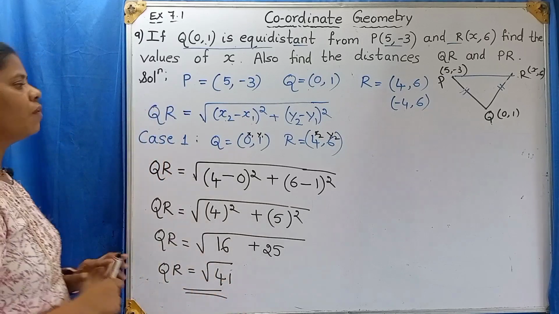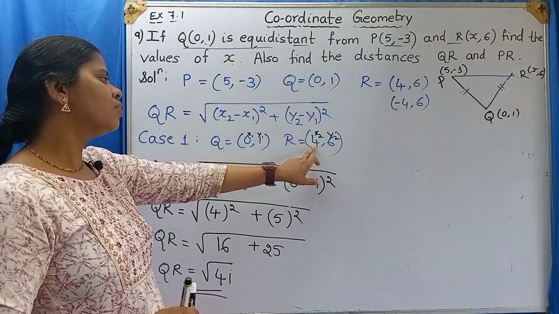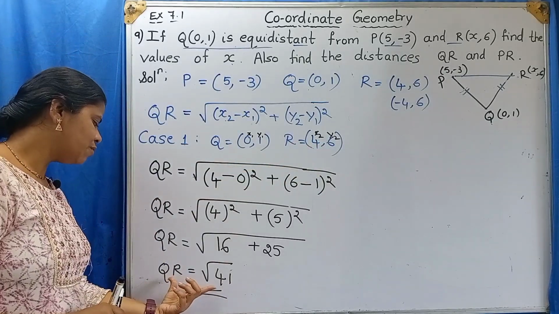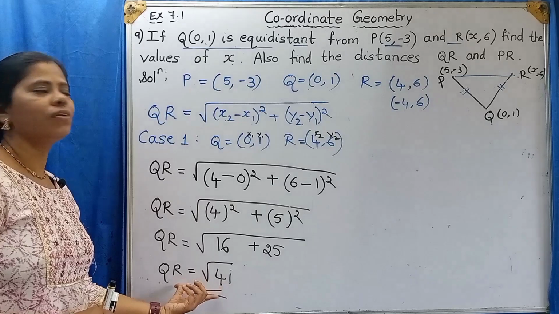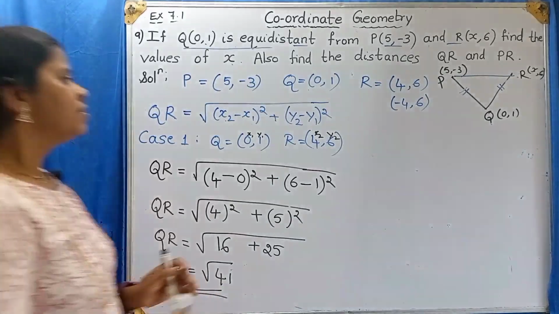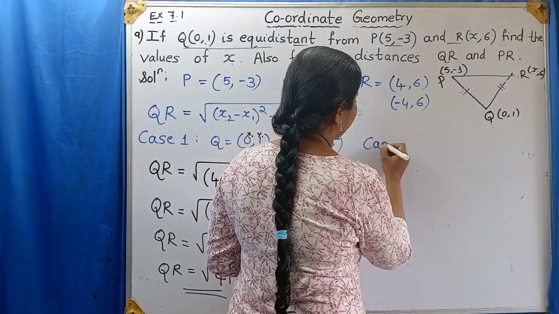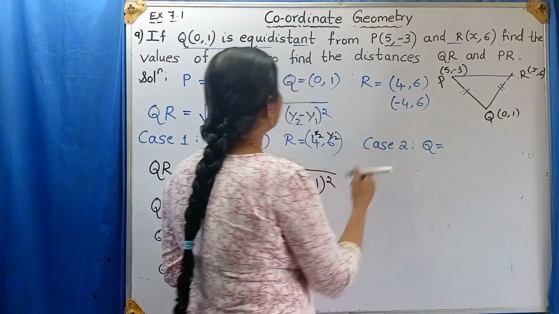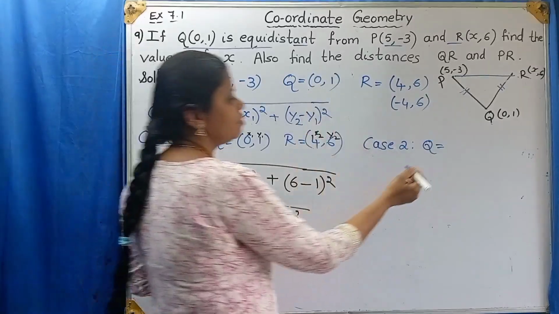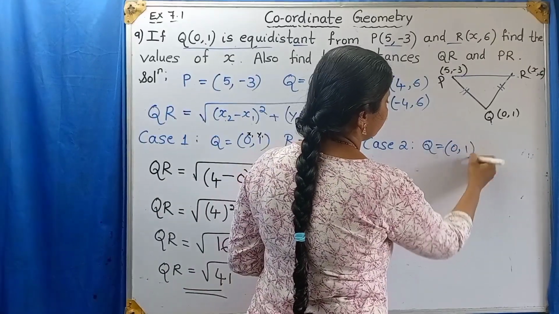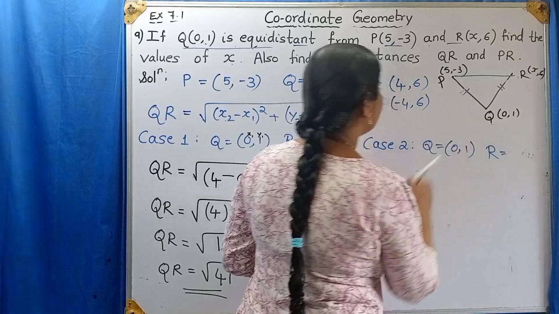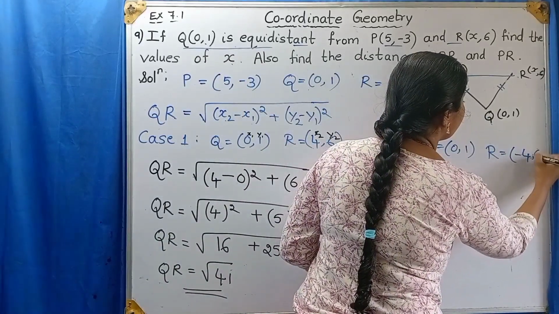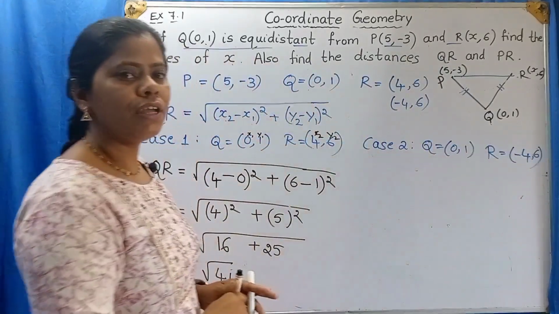Okay. When we took the x coordinate of R as 4, we got the distance between QR is square root of 41. Here, case 2. The coordinates of Q is 0, 1. It is fixed. No change in this. But the R coordinate, suppose it is minus 4, 6. Then what is the distance between QR?